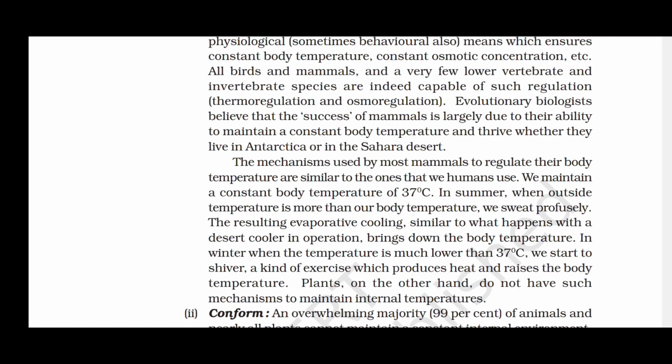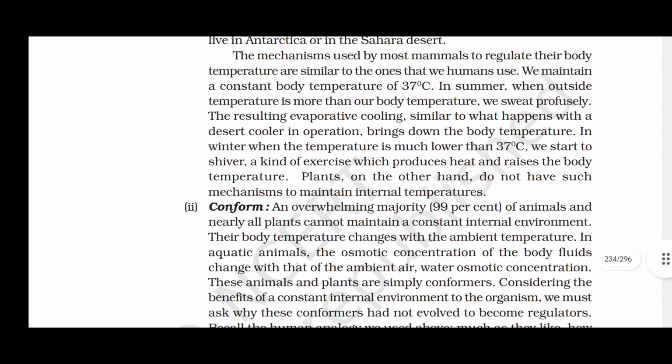In winter, when the temperature is much lower than 37 degrees Celsius, we start to shiver, a kind of exercise which produces heat and raises the body temperature. Plants, on the other hand, do not have such a mechanism to maintain internal temperatures.